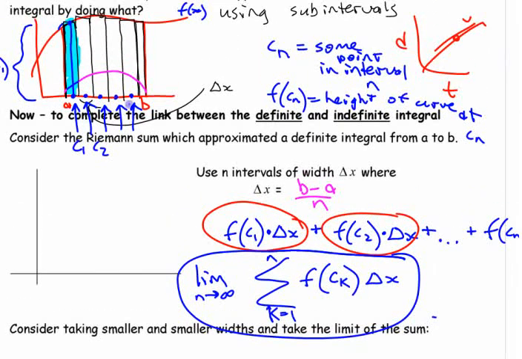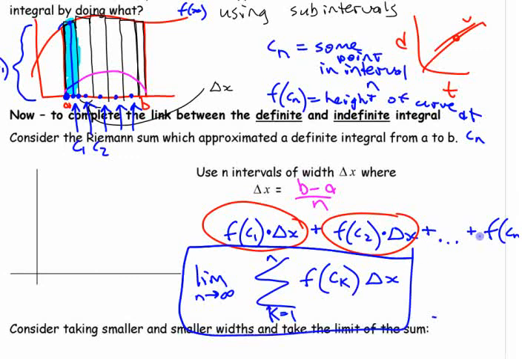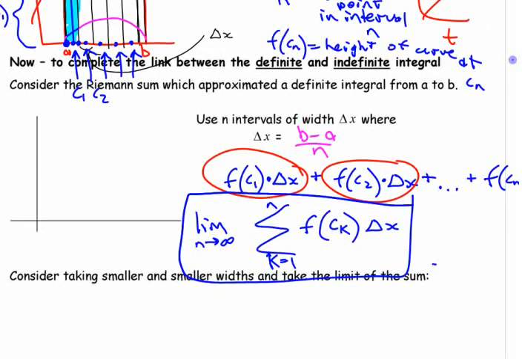Because I just said these points are anywhere in there. If you wanted this blue area to be smaller, you'd pick a point on this side. If you wanted it to be bigger, you'd pick a point on this side. As soon as we do the limit as the number approaches infinity, it doesn't matter where the points are in there. It could be the left, the right. Each one could be random. It doesn't matter, right? This is the area under the curve.